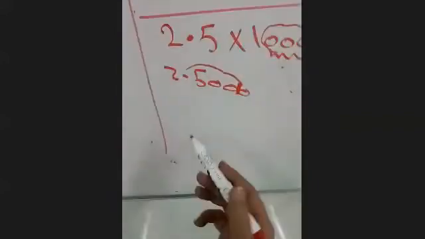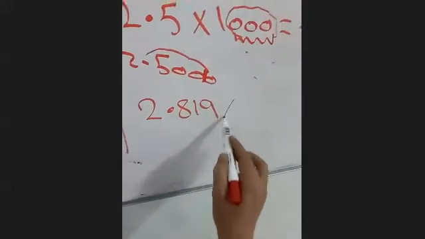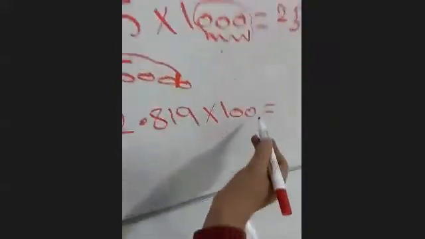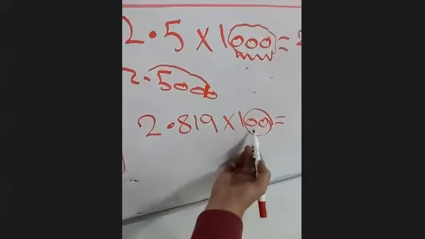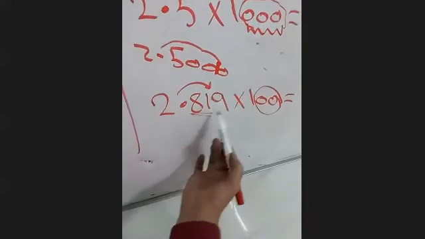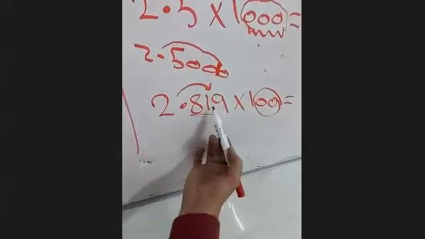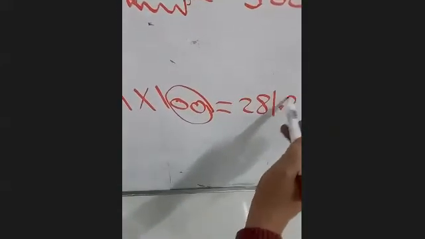If we have, for example, a question like this: 2.819 multiply 100. Here the 100 is not a power like the previous examples. In this case, we count the number of zeros, guys. How many zeros here? We have 2 zeros. We push 2 times, 2 digits. Here I have enough digits, no need to add zeros. So the decimal will be between the 1 and 9. So the answer, 281.9.